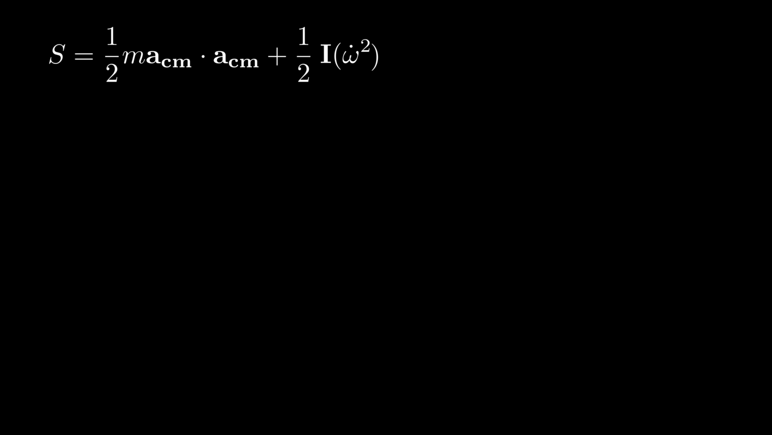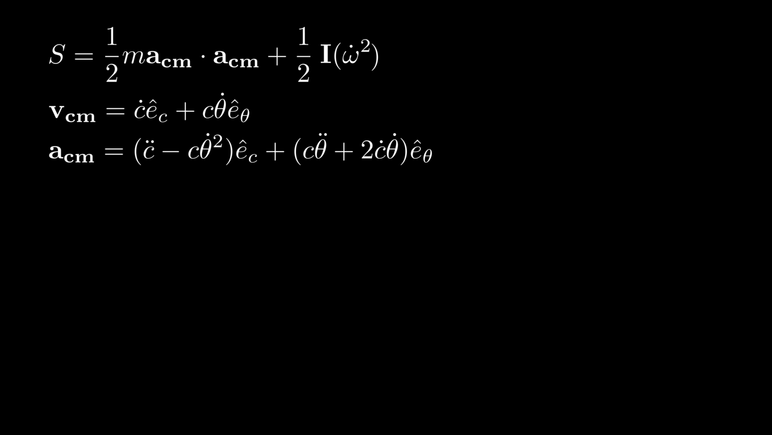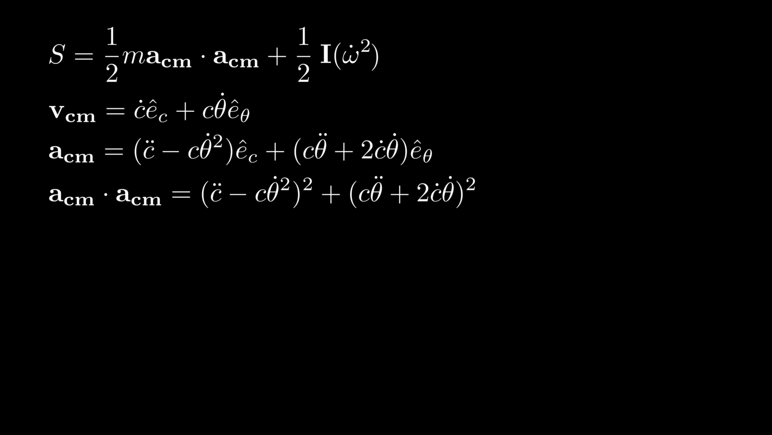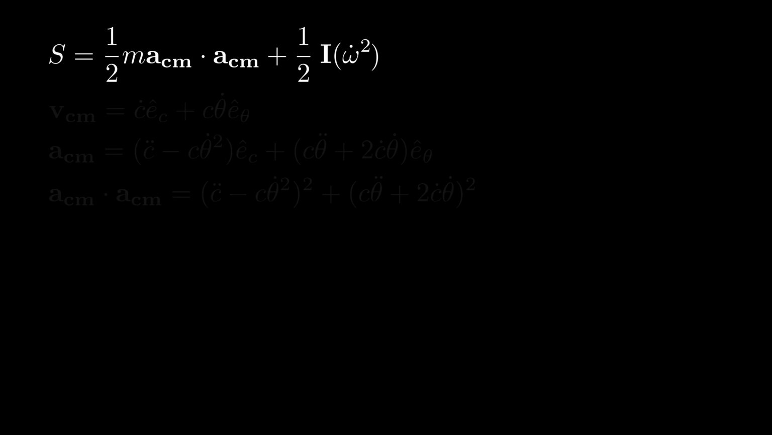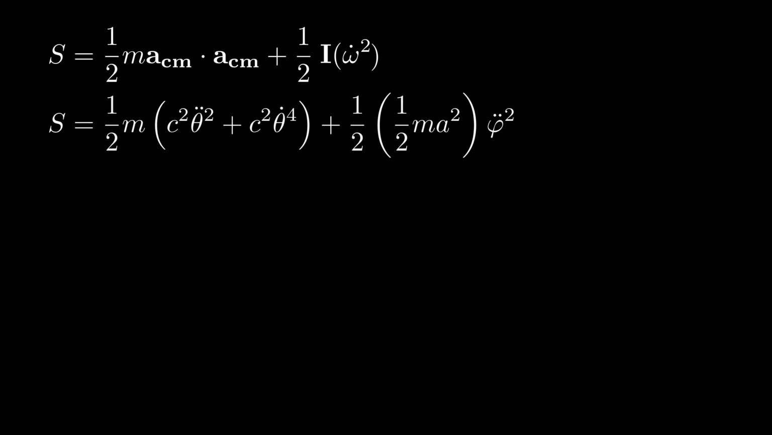To express this in terms of our variables, we first need to look at the center of mass velocity, which we can express in polar coordinates, with c being the radial coordinate as the center of mass of the cylinder rotates about the center of the big cylinder. We then differentiate that with respect to time and collect the terms to write our expression for the center of mass acceleration. Then it's just a matter of taking the dot product. Since one of our constraints is that c must be a constant, the terms containing time derivatives of c vanish, and we can make the substitution into our equation for the Gibbs function.